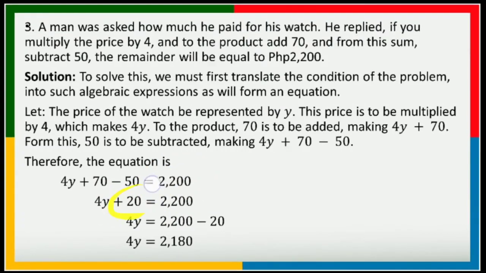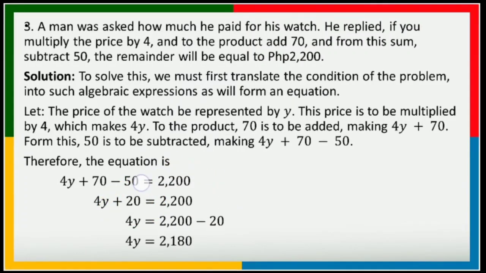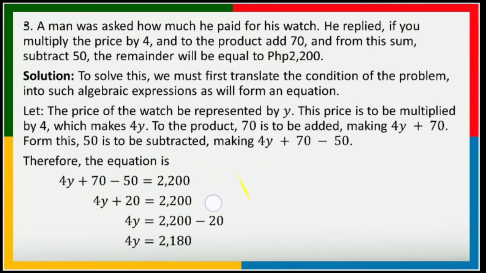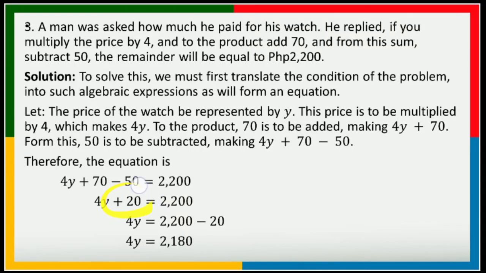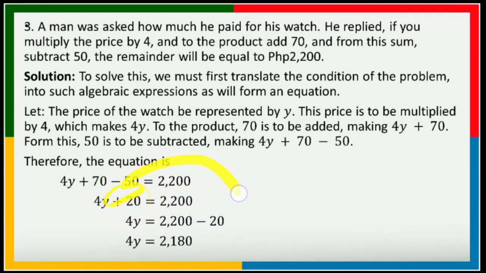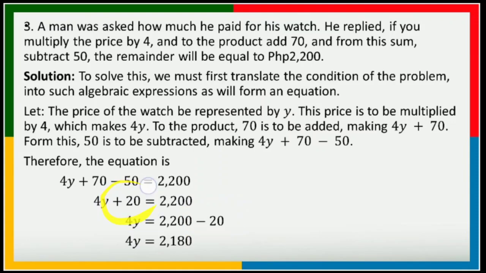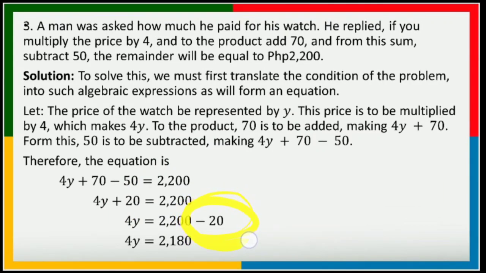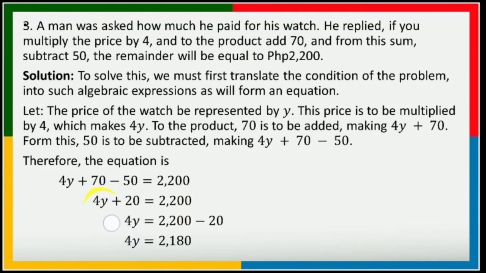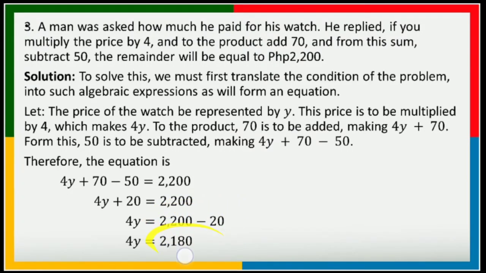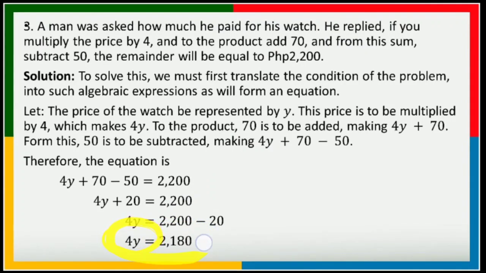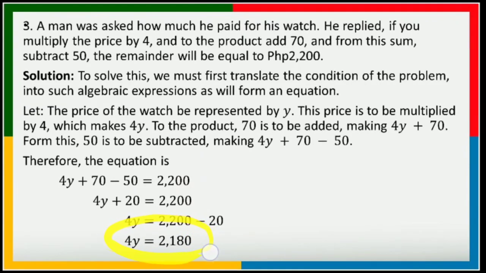Then after that, you have to transpose 20 to the other side. But you have to take note, if a term is transposed to the other side, you have to change its sign. Since the sign of 20 is positive, when we transpose it to the other side of the equal symbol, it will become negative 20. So 4y is equal to 2,200 minus 20. And when we simplify this, the answer is 2,180.